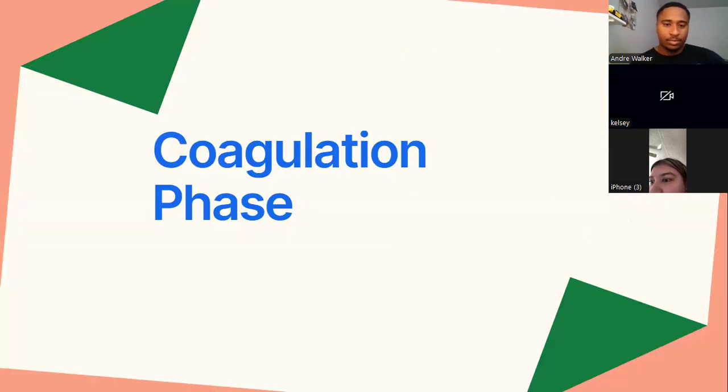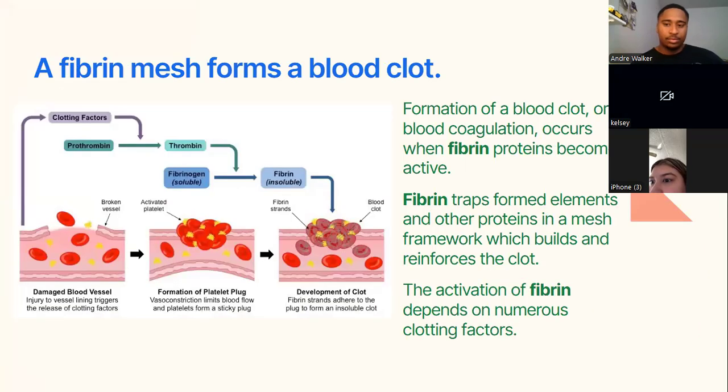And now we have the coagulation phase. So a fibrin mesh forms a blood clot. And here you see the steps of how that is processed.